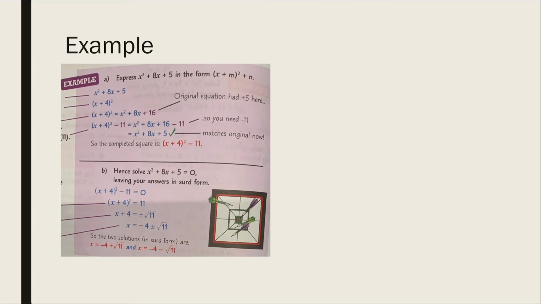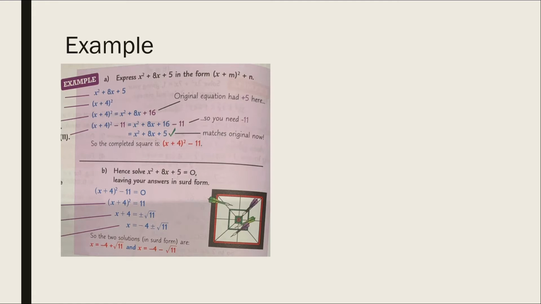So we have x plus 4 whole squared minus 11, which is equal to x squared plus 8x plus 16 minus 11, which is x squared plus 8x plus 5. So we're back to our original equation. Therefore, the completed square is x plus 4 whole squared minus 11. So that's just an easy example to get us started. Now, we're going to figure out how to solve it.